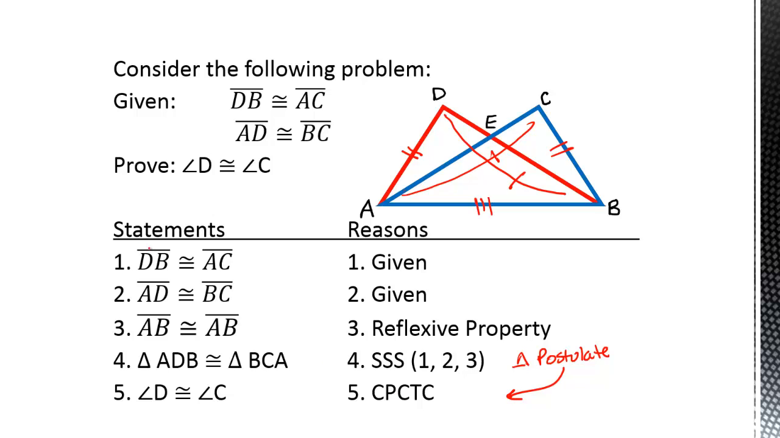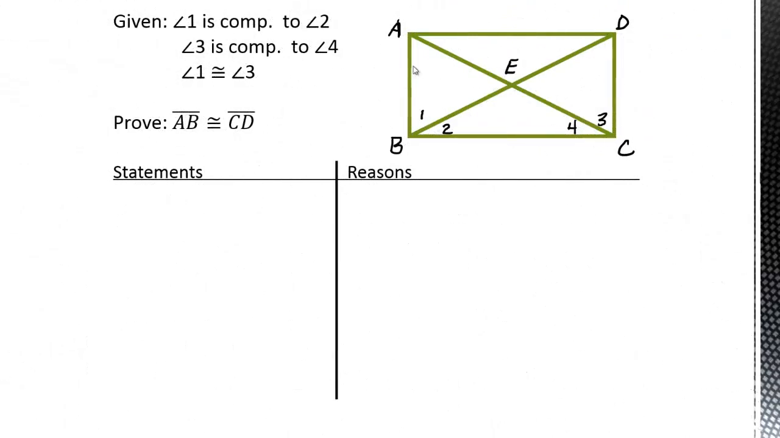Okay, so let's try another one. We are given angle 1 is complementary to angle 2. Angle 3 is complementary to angle 4. We are also given angle 1 is congruent to angle 3. My apologies. And we need to prove that AB is congruent to CD. So let's go ahead and get started on that.